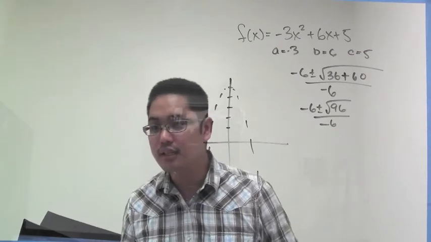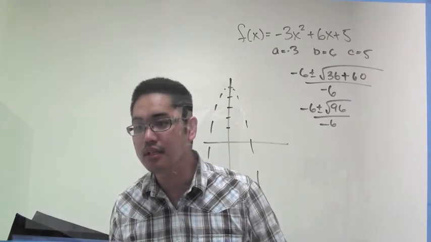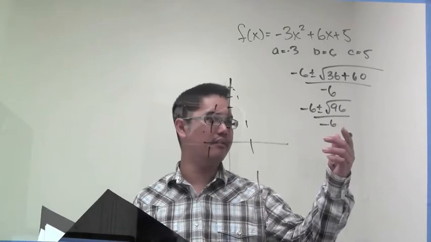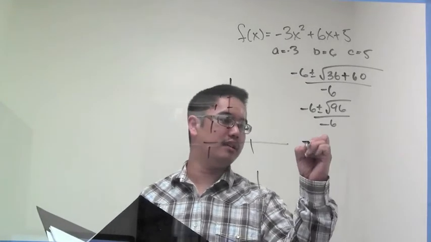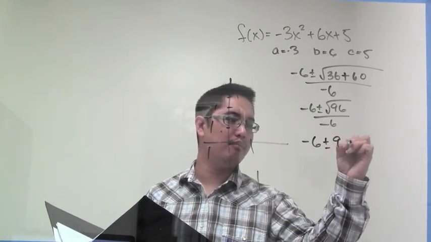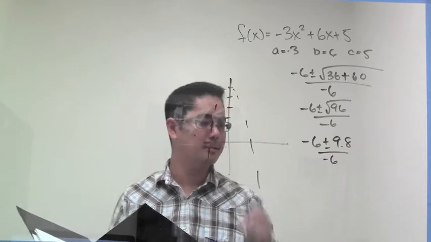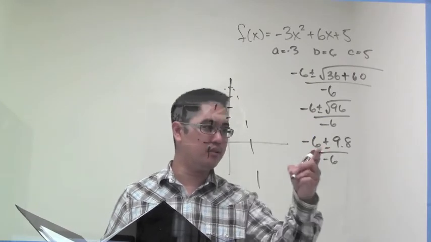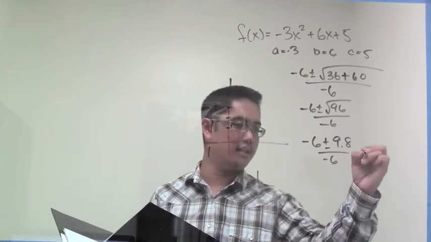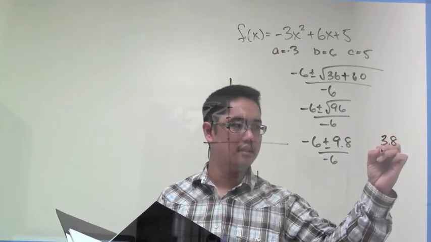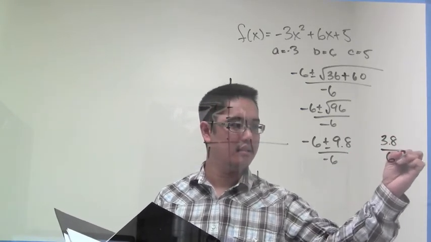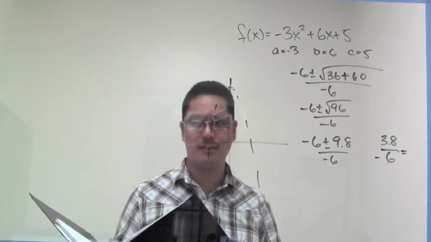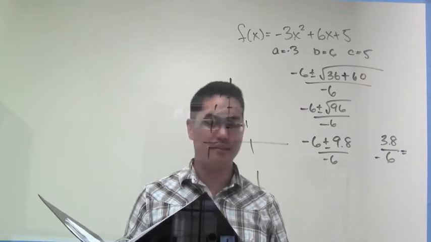Anyway. Wait, there's no negative over here. All right, anyway, so it'd be negative 6 plus or minus 9.8 over negative 6. So that's negative 6 plus 9.8, let's do the plus first, that is 3.8 divided by negative 6. So figure out what that is. What is 3.8 divided by negative 6? I would say that is like 2 point something.